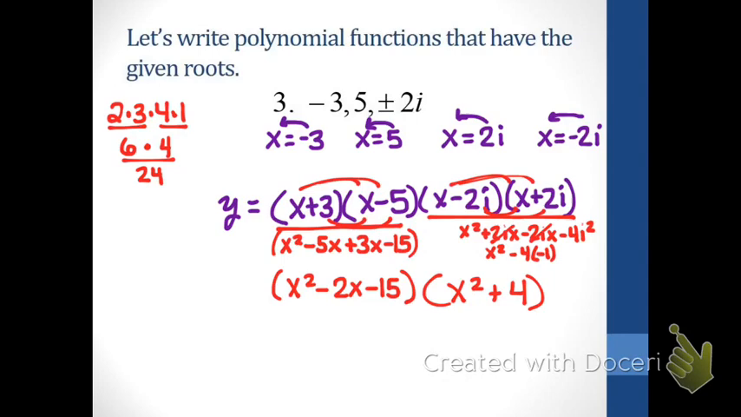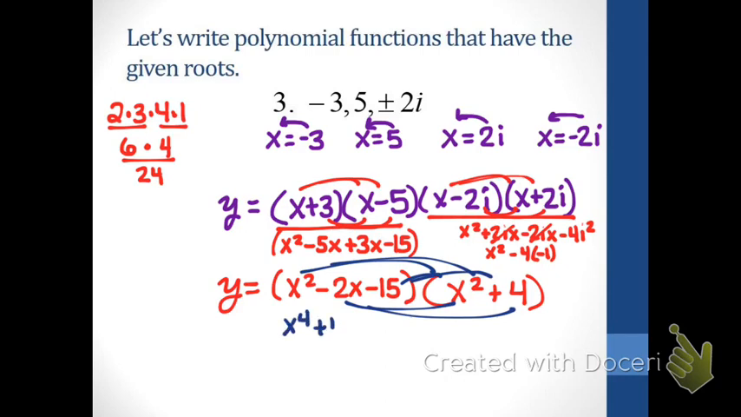So now I just have to multiply some more. This time I'm going to multiply these together. Okay, so we still have this y equals, and now we're going to multiply those all together. So that's going to distribute, distribute, and then distribute. Okay, so we're triple distributing this time.